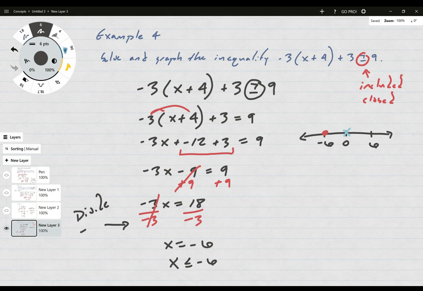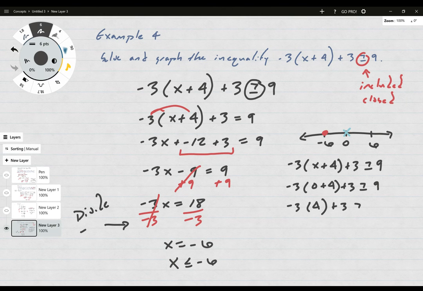inequality. So I have negative 3 times x plus 4, plus 3 is greater than or equal to 9. So now I'm just going to plug in 0 into the x spot. Negative 3 times 0 plus 4, plus 3 is greater than or equal to 9. Now to solve it. Negative 3, 0 plus 4 is just 4, plus 3 is greater than or equal to 9.